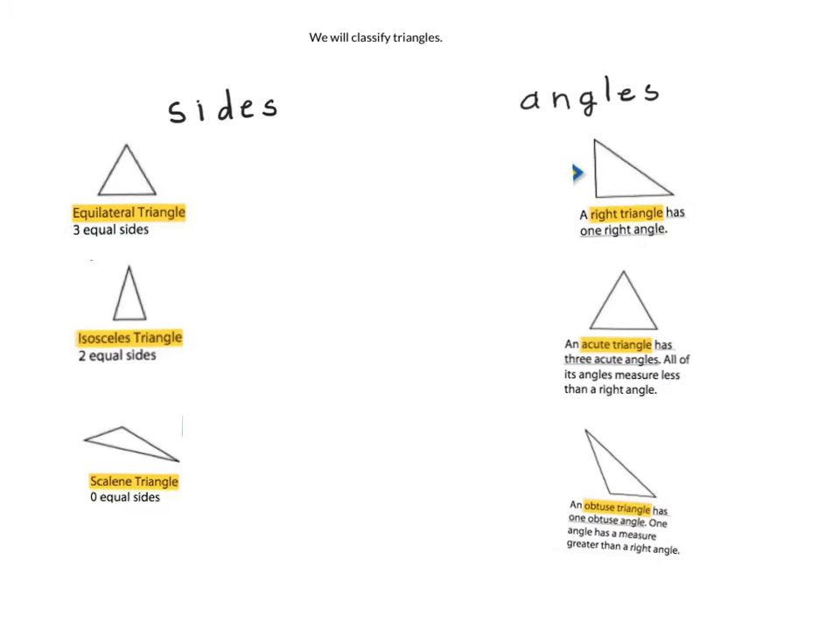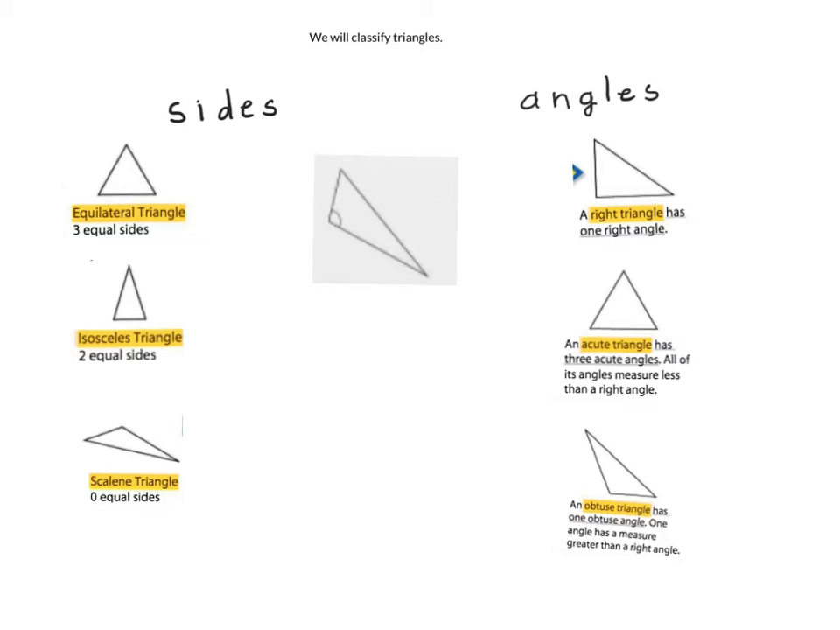Now every triangle can be classified by its angles as well. So if it has a right angle, it's a right triangle. If all three angles of a triangle are acute, it's an acute triangle. And if there is one angle that is obtuse, it's an obtuse triangle.